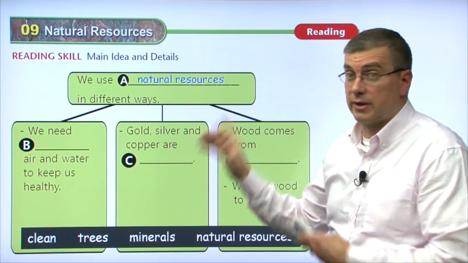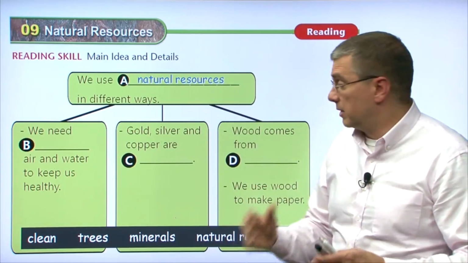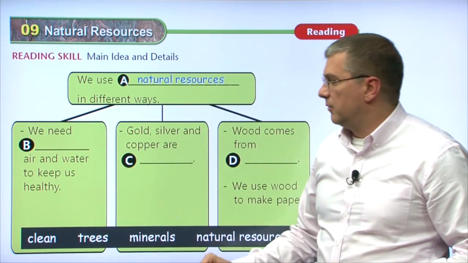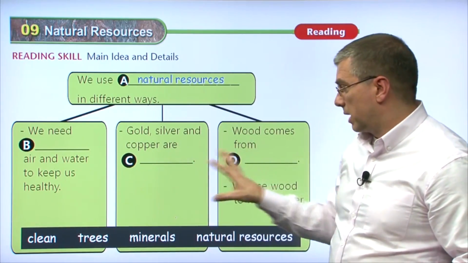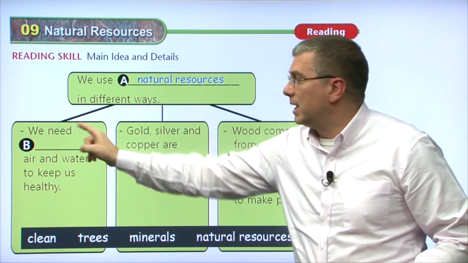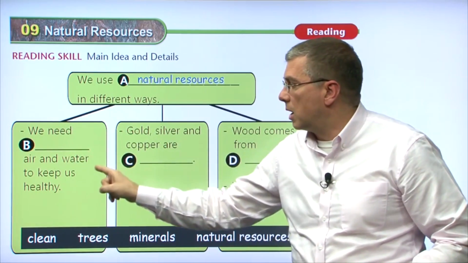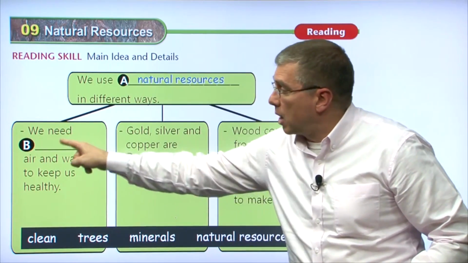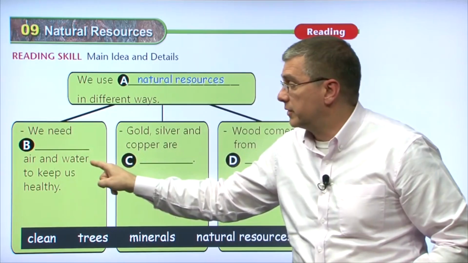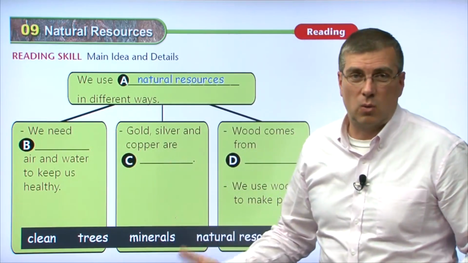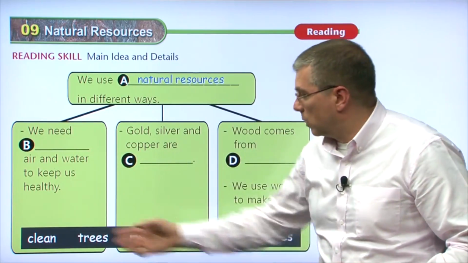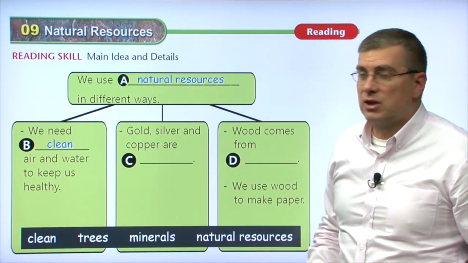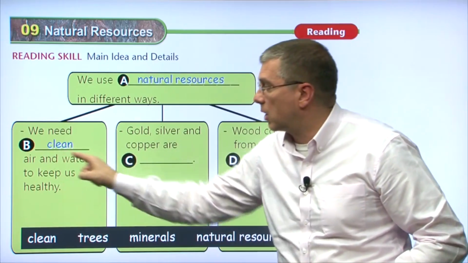What are the details of natural resources? We're going to talk about different ones, right? We have trees, minerals. Clean is an adjective, so we're going to have to use that somewhere here when we need an adjective. Let's look at B. We need beep, air and water to keep us healthy. So we have our noun, air and water. We probably need an adjective in front of those to describe what kind of air and water we need to keep us healthy. Which one was the adjective? I just said it was clean. So clean will be the adjective that we need to describe air and water.